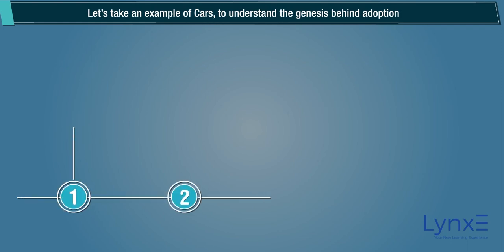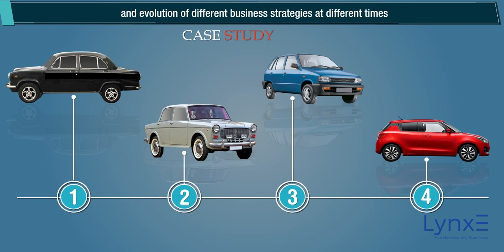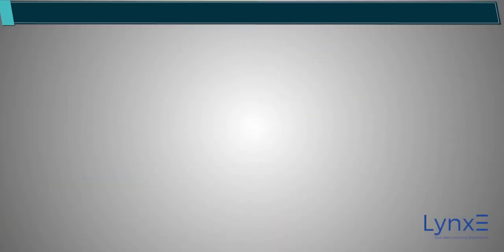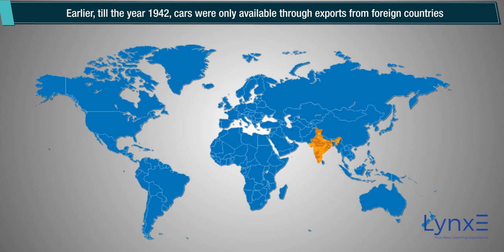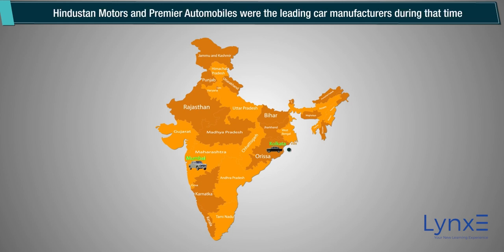Let's take an example of cars to understand the genesis behind adoption and evolution of different business strategies at different times. Earlier, till the year 1942, cars were only available through exports from foreign countries. Between 1942 to 1980, there were only few car manufacturers in India. Hindustan Motors and Premier Automobiles were the leading car manufacturers during that time.